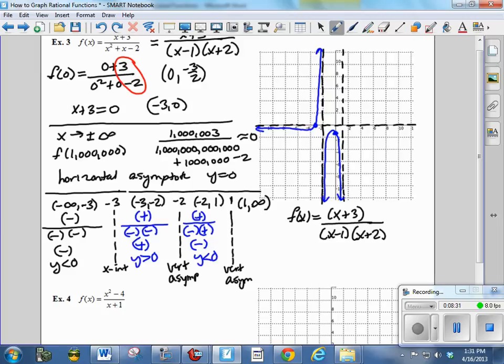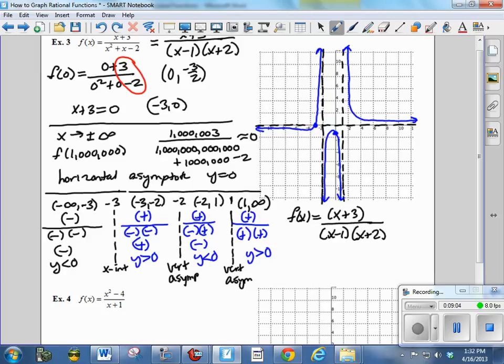Last one, 1 to +∞. Let's put in 2 for x. So positive number on the top. 2 plus 3 is 5, positive number. 2 minus 1, positive number. 2 plus 2, positive number. Y is greater than 0 if I have any number greater than 1. So that means since it can't cross the vertical asymptote and I have no more x-intercepts, the rest of the graph must all be above and to the right of the 2 asymptotes.